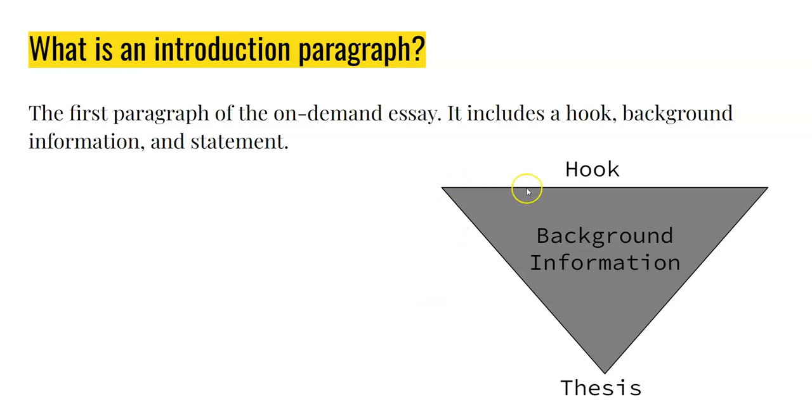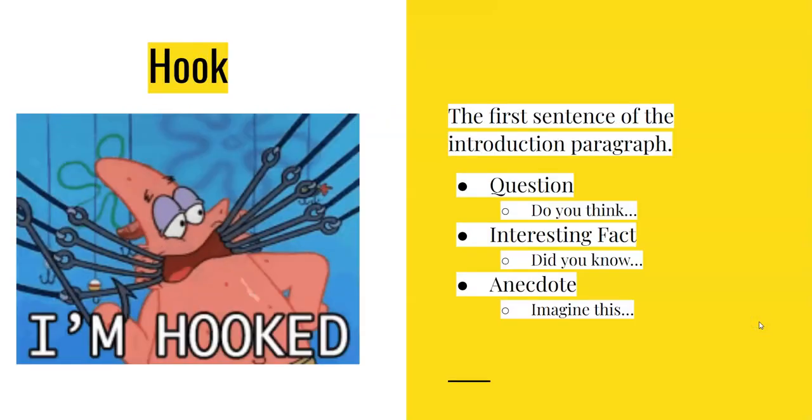As you can see, the first part of the shape is a long line, and that is because when we start our introduction paragraphs, we start off really broad with our hook. Then, as the lines of our triangle come together, we get more specific with our background information, and then we end our introduction with our thesis statement. So quickly, we are going to review each part of the introduction paragraph, starting with the hook. The hook is the very first thing that you are going to write when you are asked to write an on-demand essay.